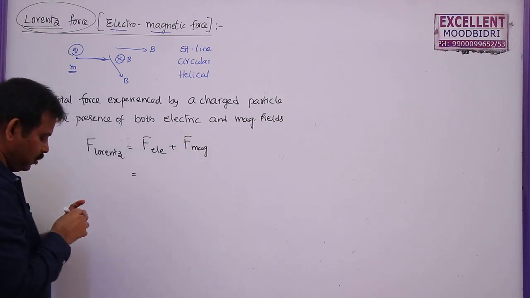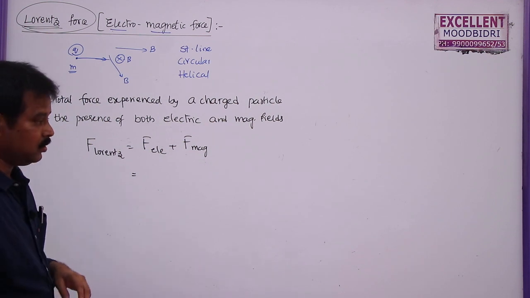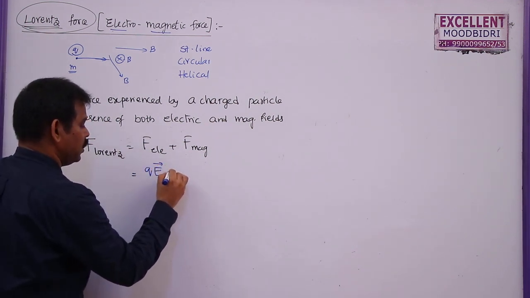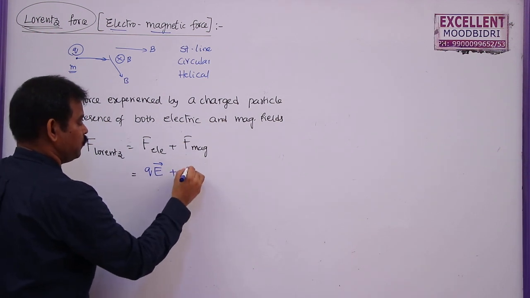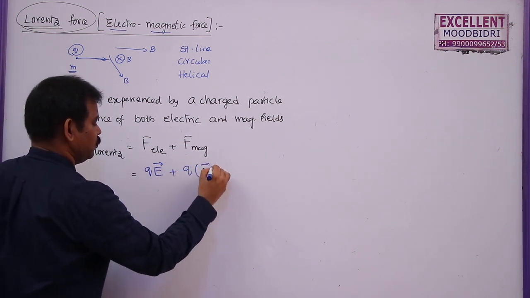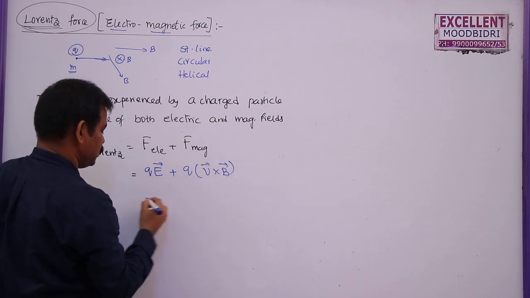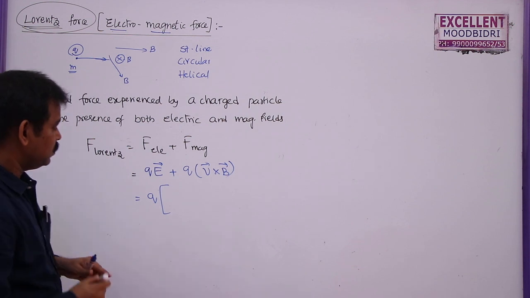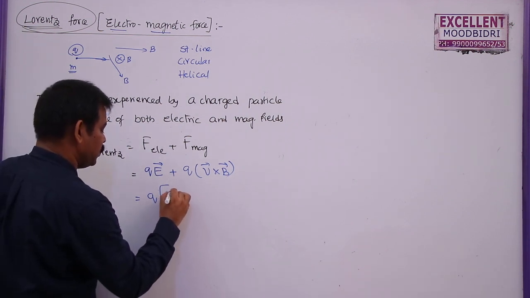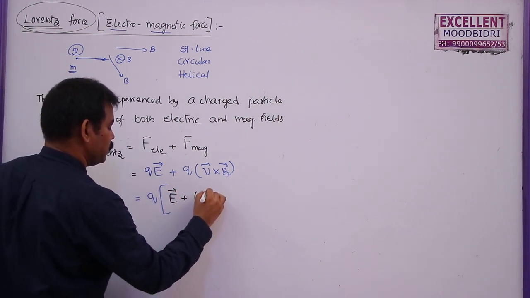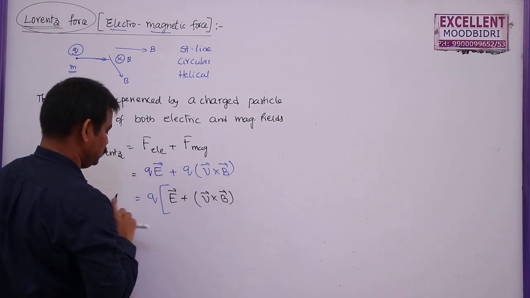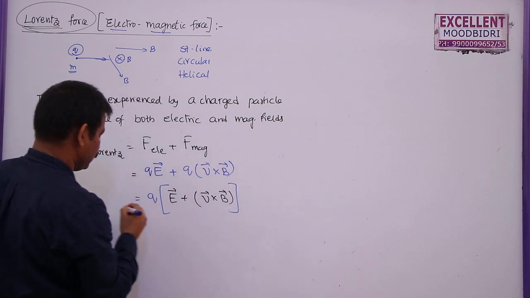So what is the electric force on a charged particle? Here we know this is equal to qE bar, plus what is the magnetic force? q into V bar cross B bar. So if you take q common, you can write this as q times the sum of the electric field plus the product of velocity of the charged particle and magnetic field. So this is called the Lorentz force equation.